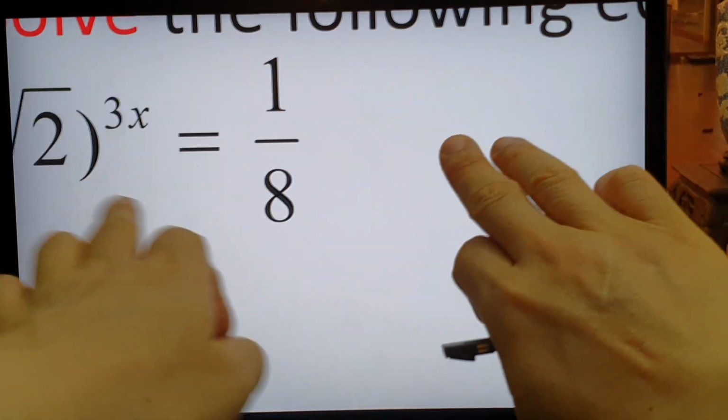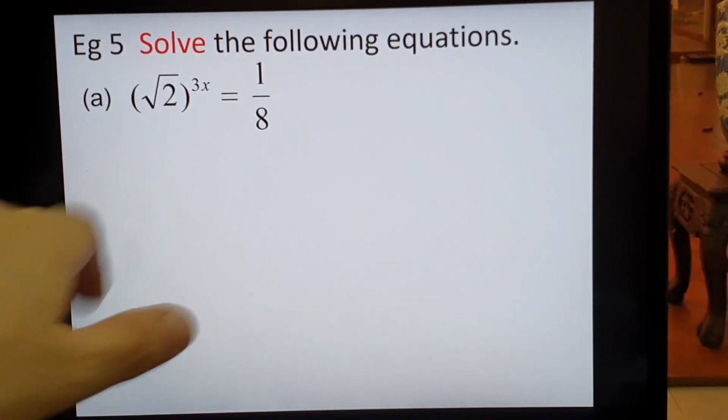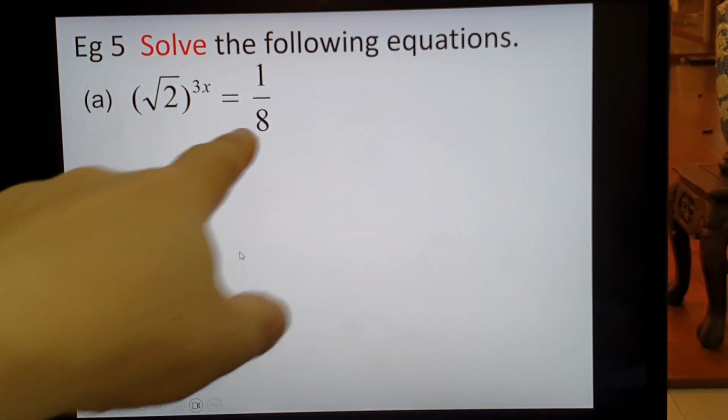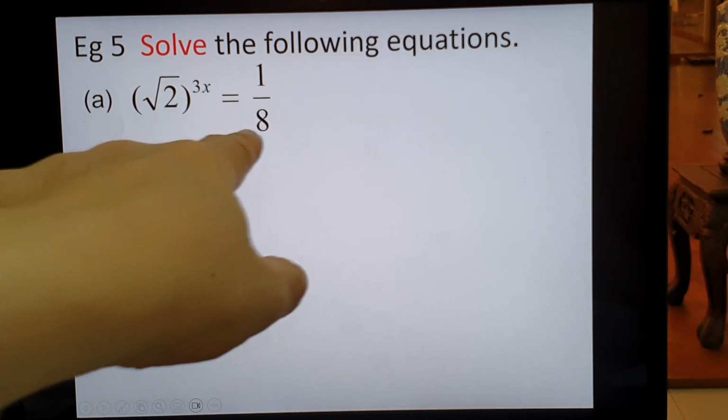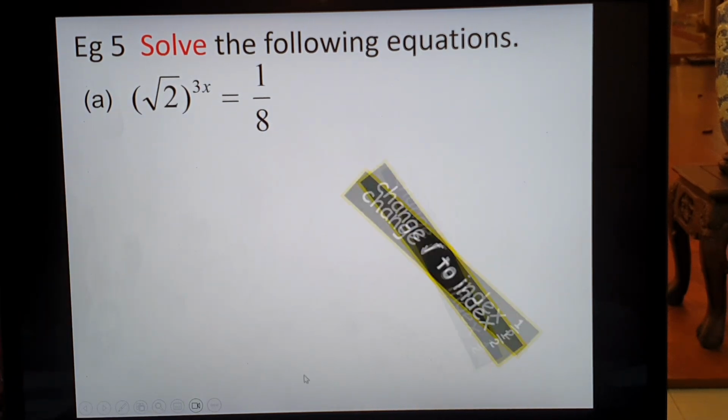Wait. How do I get back? Okay. Change this to base 2. So it's 1 over 2 to the power 3. Okay, I'll see whether they show or not.